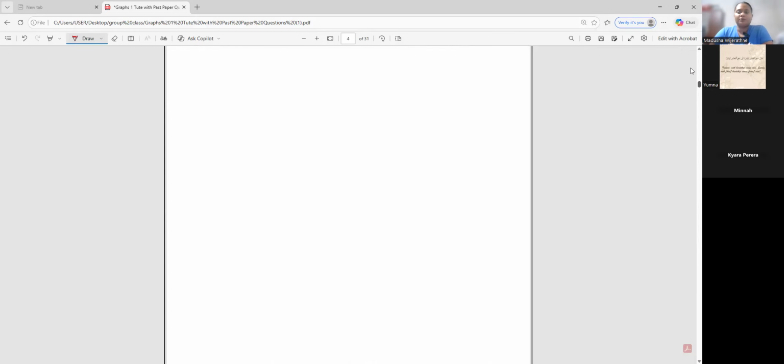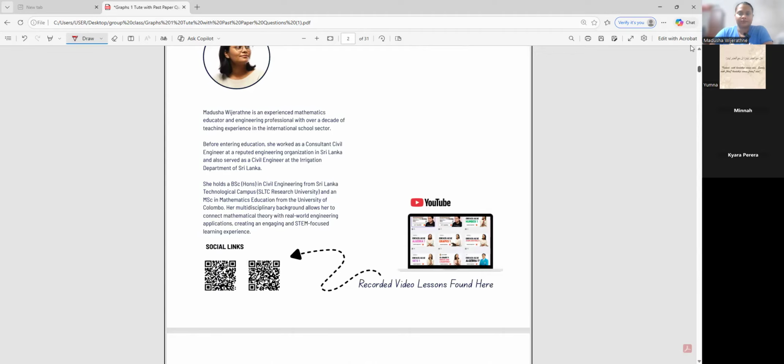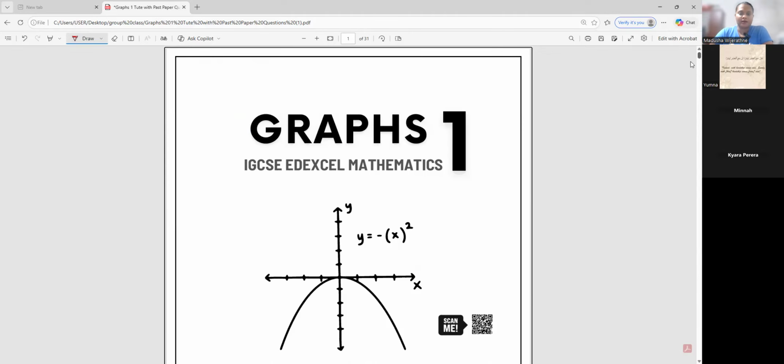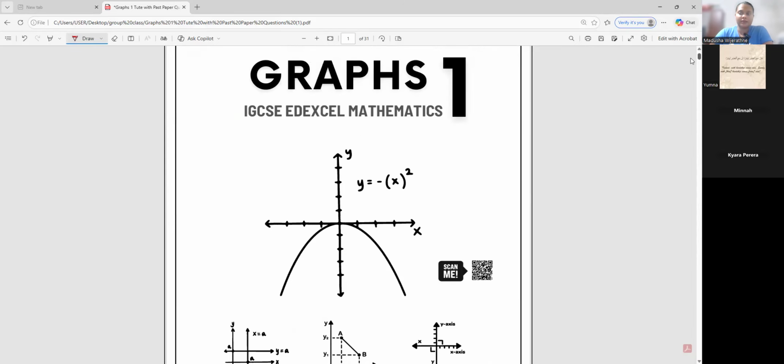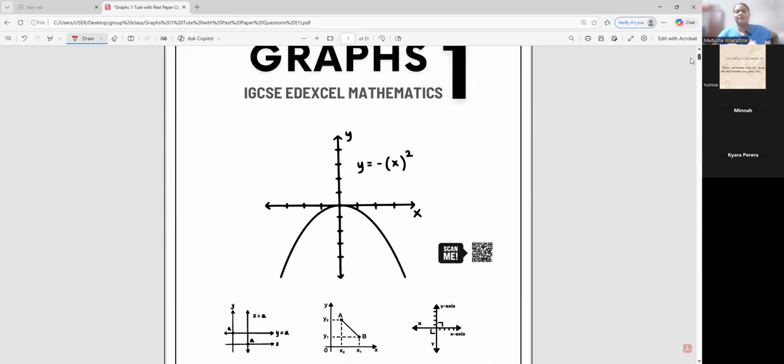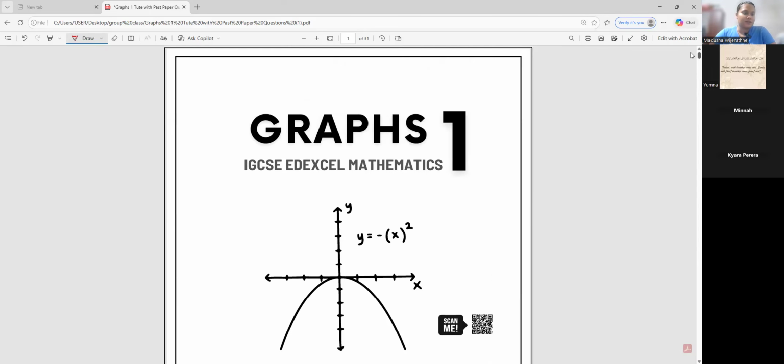Okay, that's all about the first part of the graphs, straight line graphs. There are 2 more things in straight line graphs: finding the length of a line and finding the midpoint of a line. So we'll do it later. So I think we can finish the class. Only 3 are remaining. 2 had left.